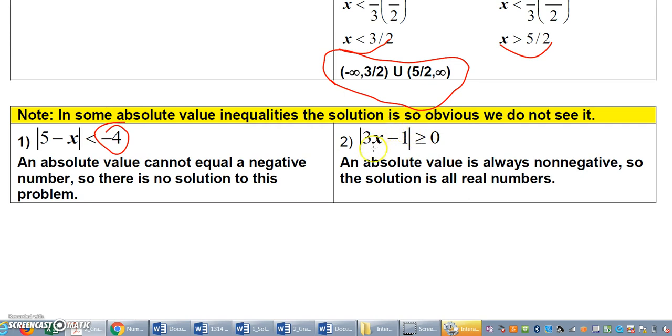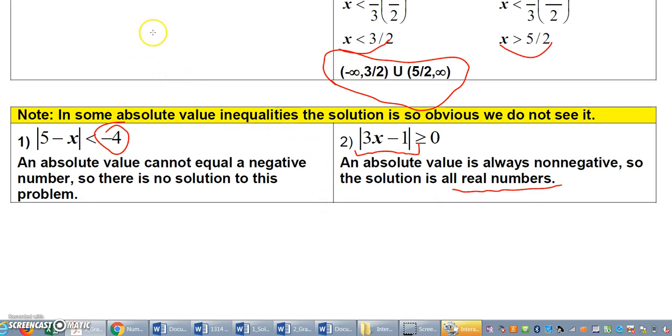And here's another example. Here it says the absolute value of an expression is greater than or equal to 0. Well, isn't the absolute value of any number always greater than or equal to 0? So in that case, it wouldn't matter what number we chose. Any number would work there. So the answer there would be all real numbers.